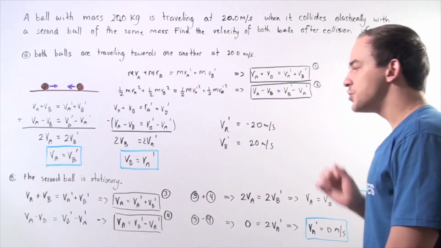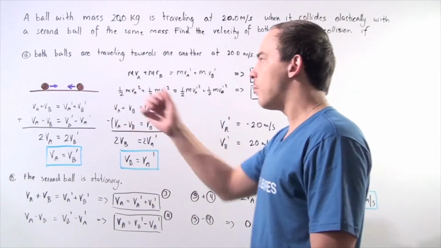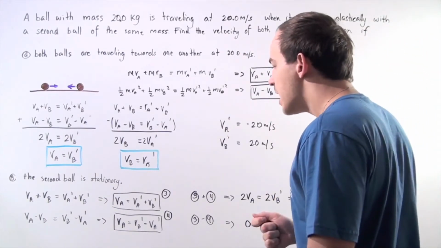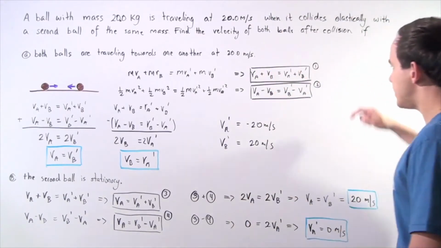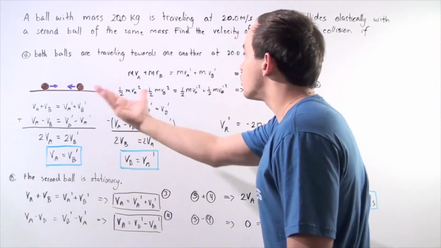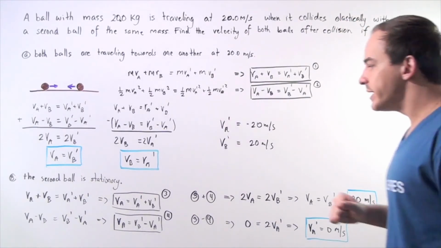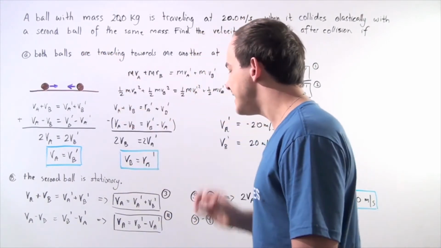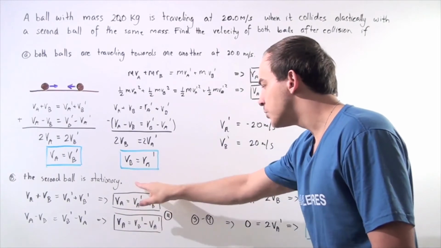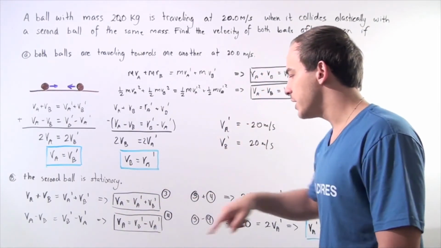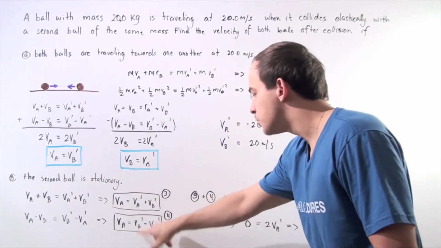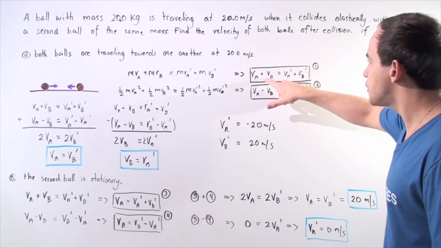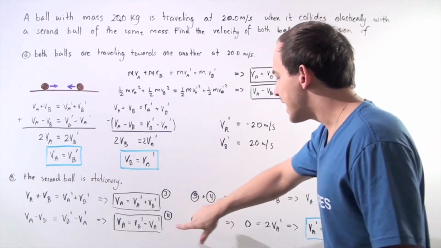Now, let's go to part B. The second ball is assumed to be stationary, and the first ball, ball A, is traveling in the positive direction with a velocity of 20 meters per second. So now we have the same exact equations, equation 1 and equation 2, because we're still dealing with elastic collisions. But now we get these equations because VB, the initial velocity of object B, is 0. So I have VA equals VA prime plus VB prime. Let's call this equation 3. And I have VA is equal to VB prime minus VA prime. I get these equations by simply equating this VB term to 0. So let's call this equation 3 and equation 4.